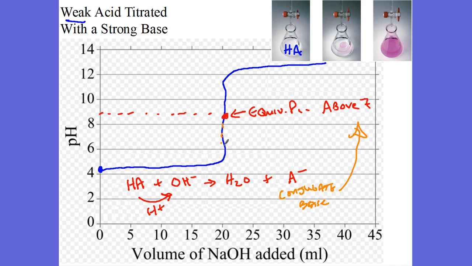You would still take a look at how much volume you put in by doing this. It's the same exact equation for a strong acid and a strong base, as well as a weak acid with a strong base. It's M1V1 equals M2V2.